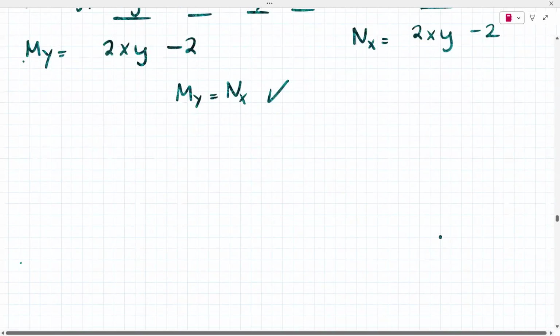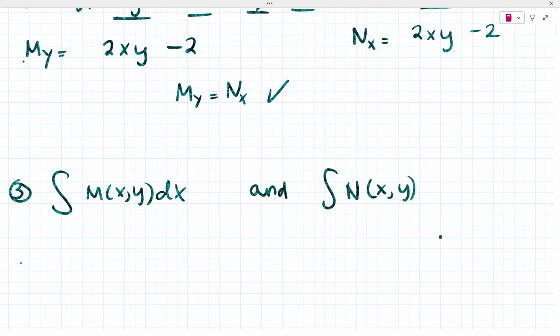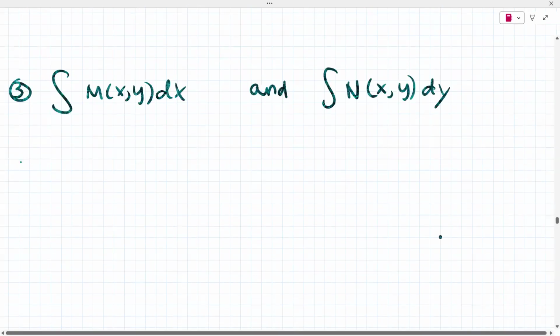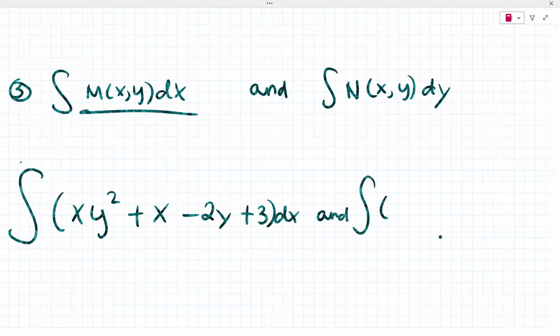Okay, step 3, you're going to take the integral of M of x, y with respect to x, dx, and then take the integral of N of x, y with respect to y, dy. Over here, this would be the integral of x y squared plus x minus 2y plus 3 dx. And then this would be the integral of x squared y minus 2x minus 2y dy.